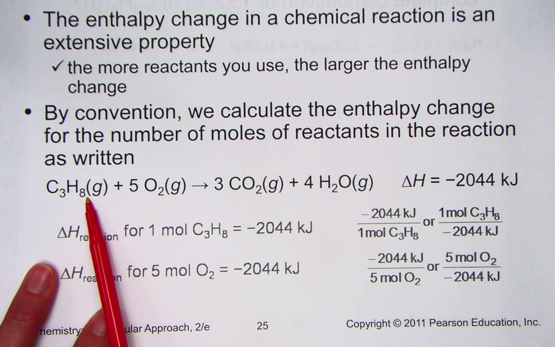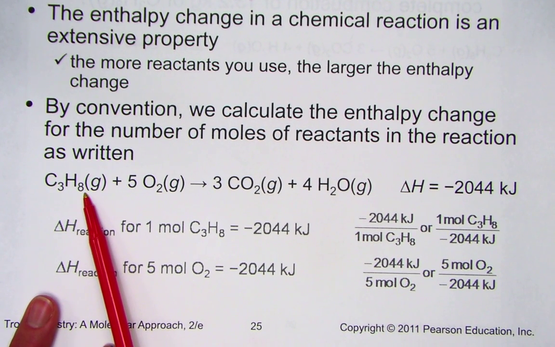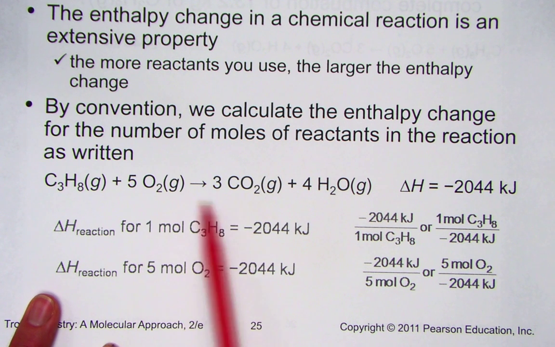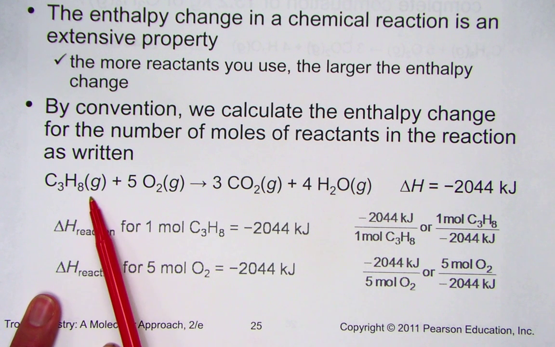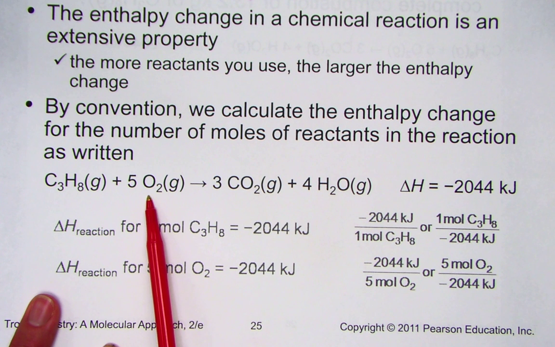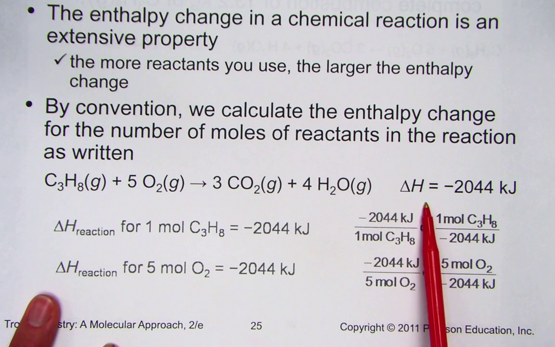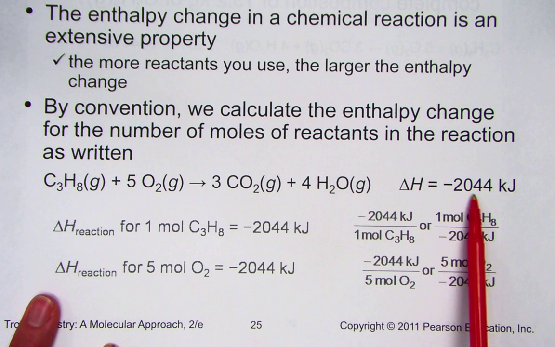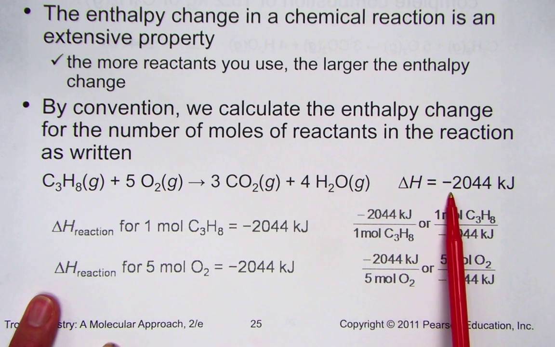C3H8 is a molecule known as propane. We often use propane in our gas grills at home, or some people actually heat their homes with propane. When it combusts, it reacts with oxygen from the air, forming carbon dioxide gas and water vapor. When propane combusts with oxygen, it releases carbon dioxide and water. The delta H, the enthalpy of reaction, is negative 2044 kilojoules of energy. The negative sign shows exothermic.